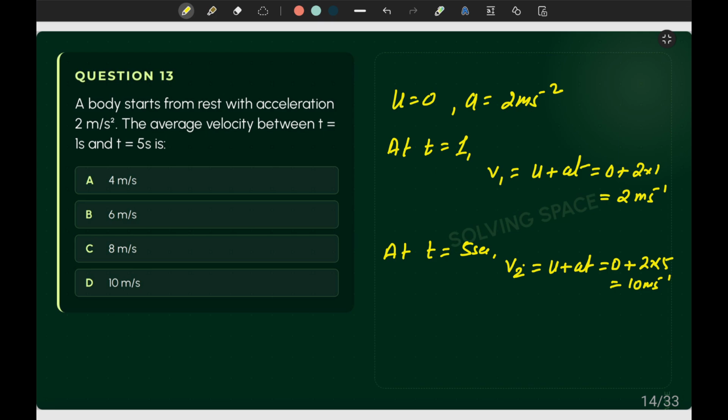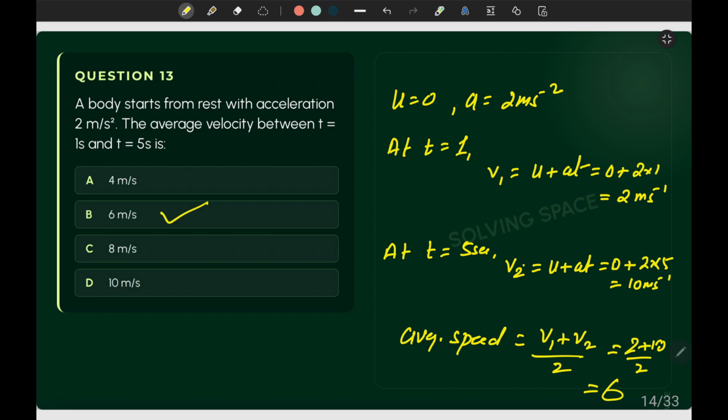And now we need to calculate the average speed. So average speed is (v1 plus v2) by 2, that is (2 plus 10) by 2, which is 6. The answer is 6 meters per second.